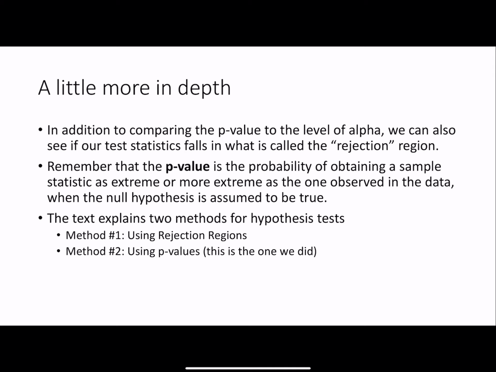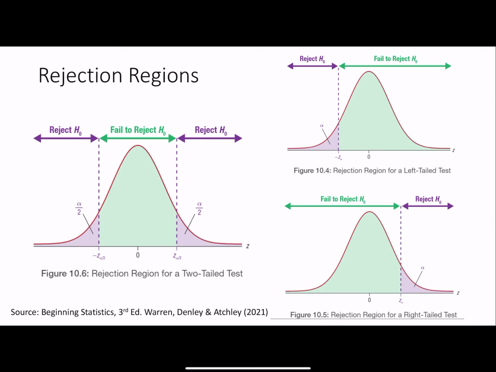Now the text gives us two different methods for doing hypothesis tests, and really we've focused on the second one, which uses p-values, which is all of my steps that we did. And there's actually another one that uses rejection regions, and that's going to help us to understand a little bit more about this idea of the level of alpha, the level of significance.